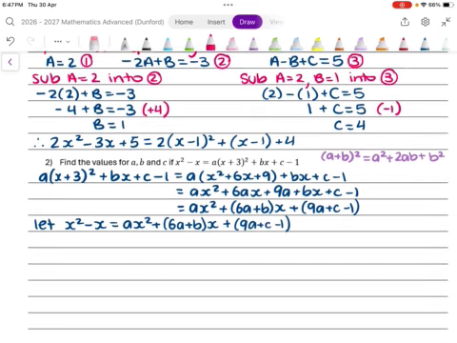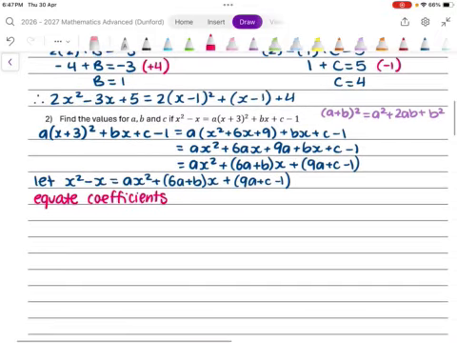And we are then going to, same as above, equate our corresponding coefficients. Okay, so what we have is our A value is equal to 1 here. So A equals 1. We're going to call that equation 1.